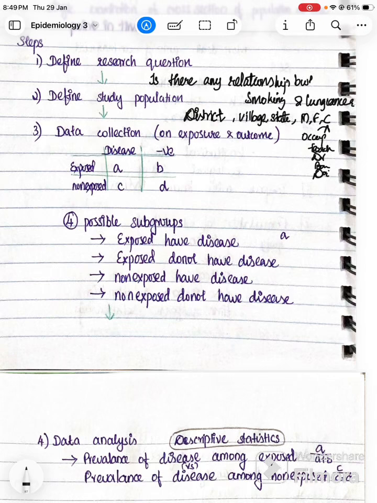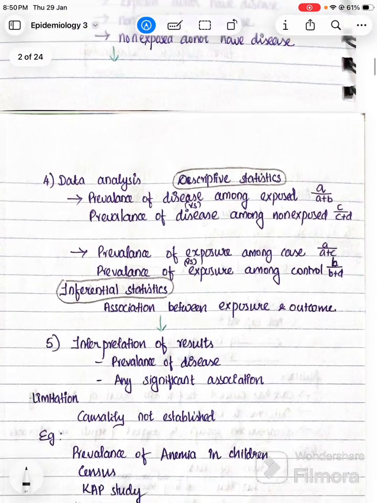In a 2x2 table, always at the upper area this is positive and this is negative. The exposure will come always on the left side. Exposure positive and exposure negative. So here A, B, C, D. When we put the data according to this, we may get 4 possible subgroups. So: exposed person having the disease, exposed person not having the disease, non-exposed person having the disease, non-exposed person not having the disease.